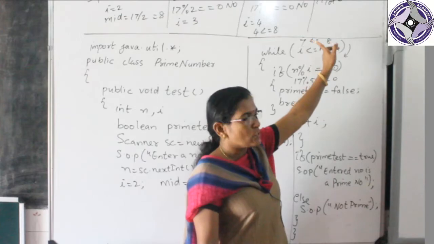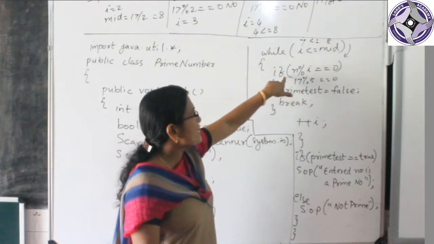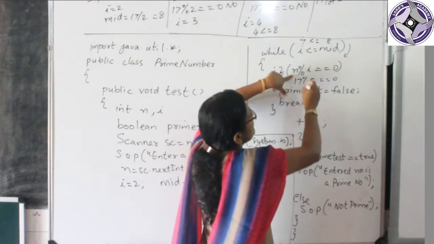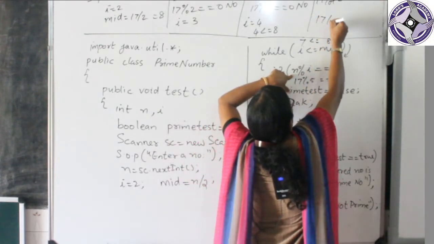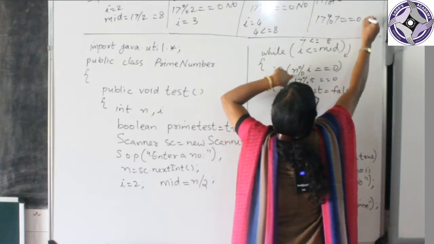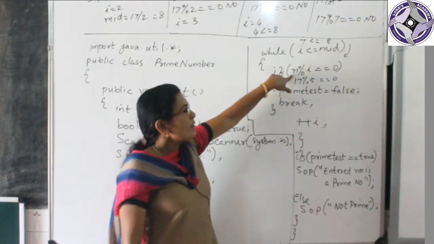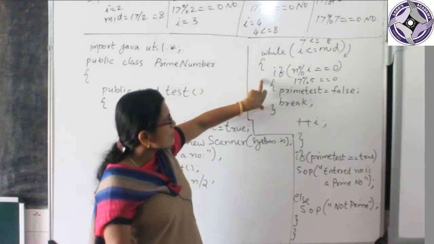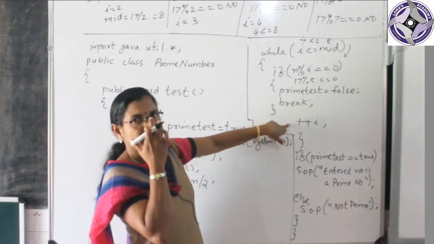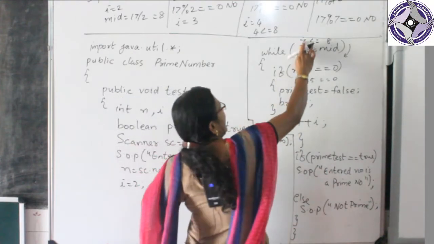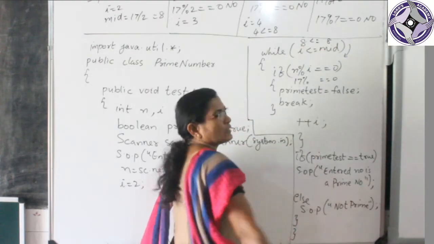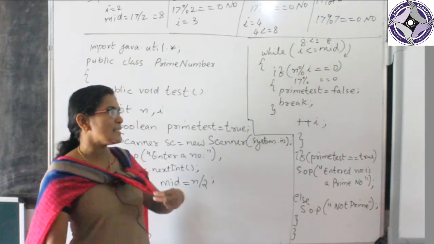7 less than or equal to 8. Yes, condition satisfies. Value of n is 17. 17 modulus 7 equal to 0? No. So this particular segment will not be executed. Again I will be incremented to 8. 8 less than or equal to 8. Yes, 8 is equal to 8.